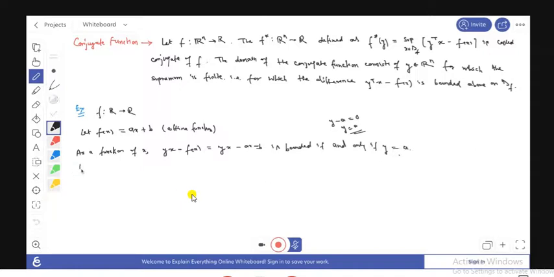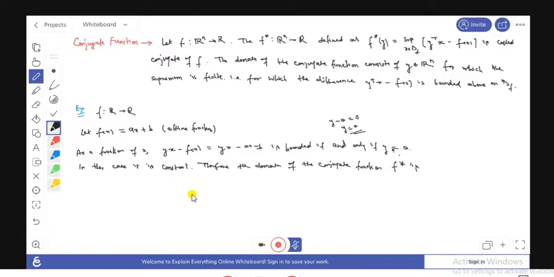So in this case it is constant, and therefore the domain of the conjugate function, that conjugate function f star, is in this case y equals a.